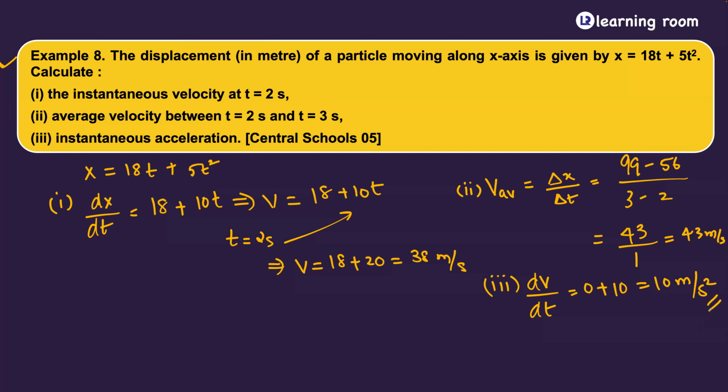Okay. So I'm not going to go to the next one. I'll just give you a different perspective of understanding this. Listen to this carefully. Did you all copy it? So listen, what is the equation? x is equal to 18t plus 5t square.